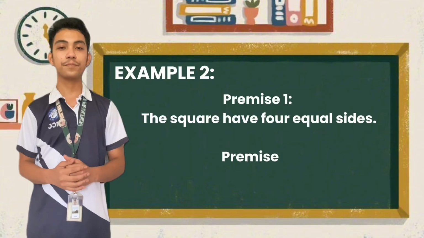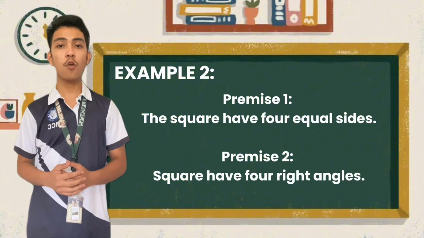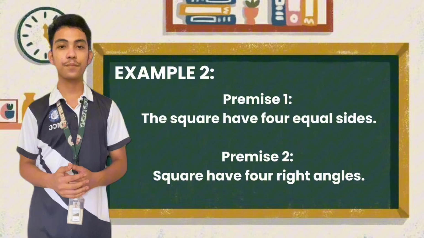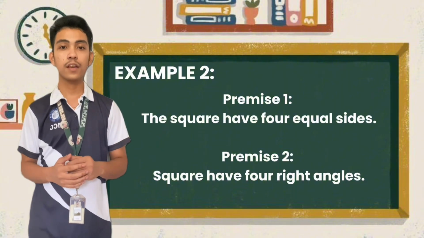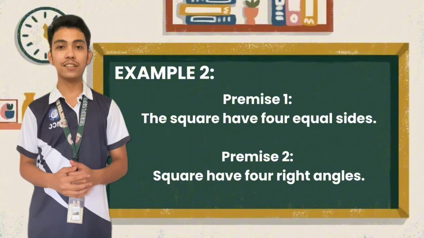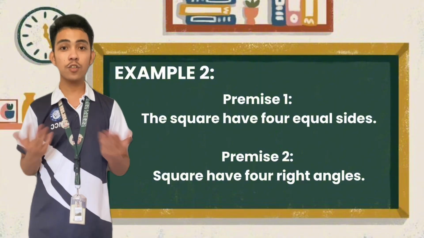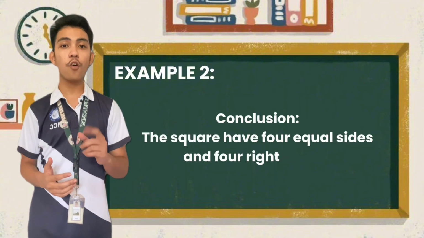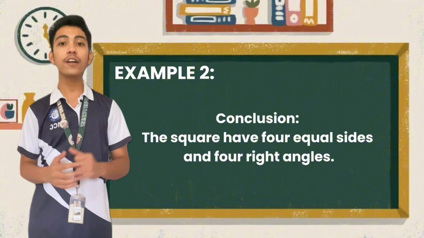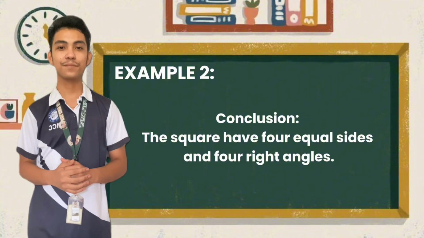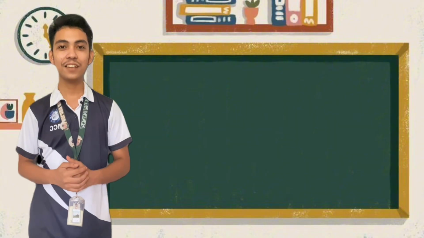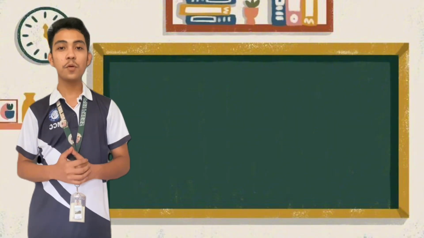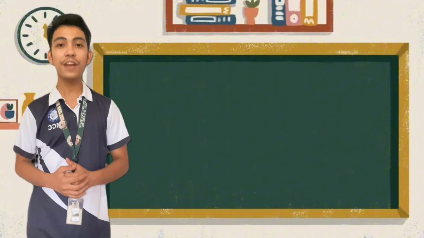Premise 1. Squares have 4 equal sides. Premise 2. Squares have 4 right angles. Our conclusion is, very good, squares have 4 equal sides and 4 right angles. Basic? Very good. And we will proceed to another rule of inference.